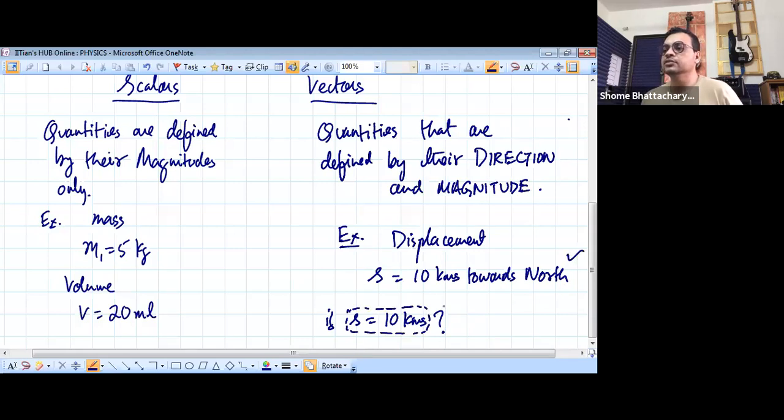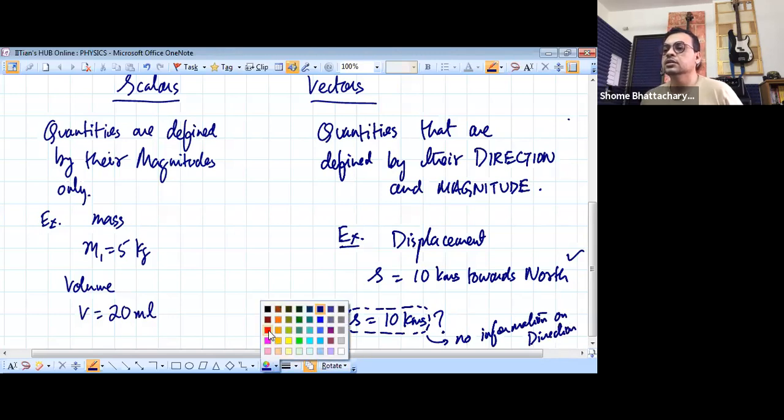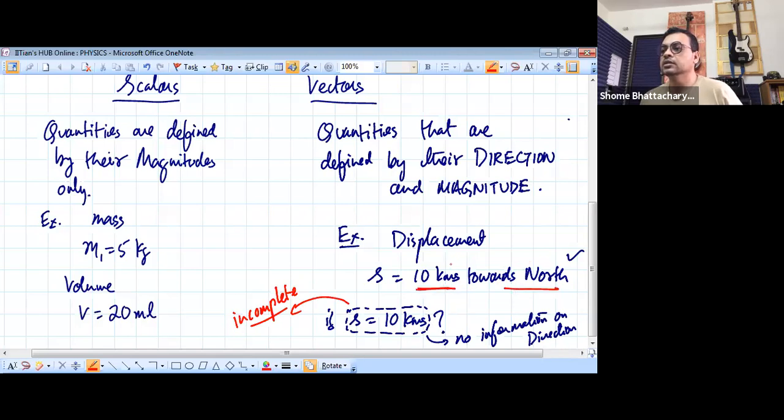Okay, so we can see that this is an incomplete definition of displacement. This is the complete definition of displacement because the other is not giving the direction. There is no information on the direction. So that means it is an incomplete definition. Okay, so this is not useful for us anymore. It's an incomplete measurement of the displacement, whereas this is a complete measurement because it's giving you the magnitude as well as the direction. It's giving us the two properties, which are the magnitude and the direction.